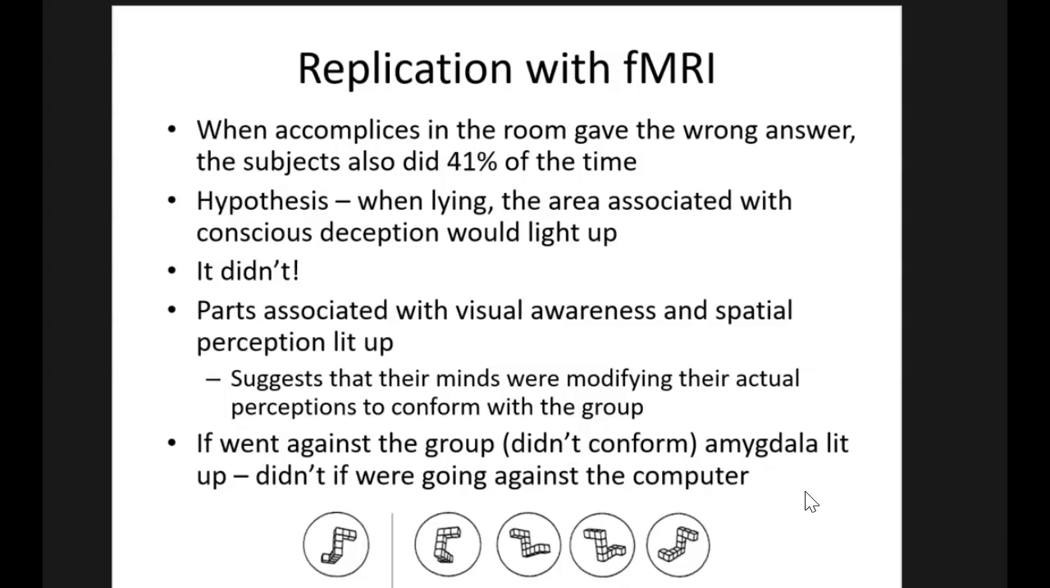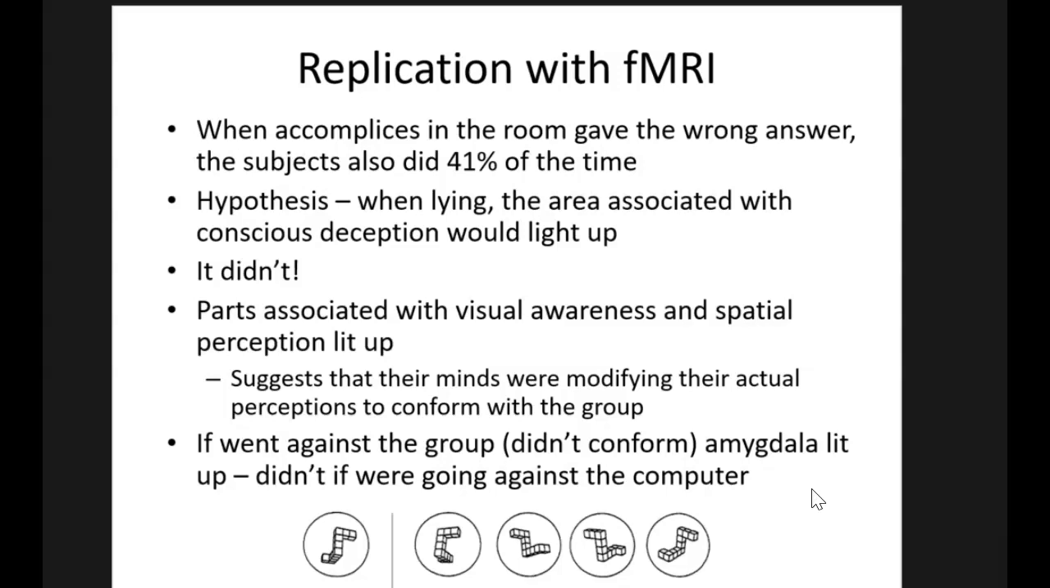But the most interesting part about this study is what brain parts they anticipated to be active, and they found that they were actually quite wrong. So the hypothesis was that when someone was lying, when they were going along with the accomplice in the room and giving the wrong answer, that lying part of our brain would light up, the part that lights up when we do tell lies. But what was amazing is it didn't. What they found was that actually the parts associated with visual awareness and spatial perception lit up, which makes us think that what was actually happening is these individuals weren't lying, but rather they were modifying what their actual perceptions were so that what they would see would go along with what the others saw.